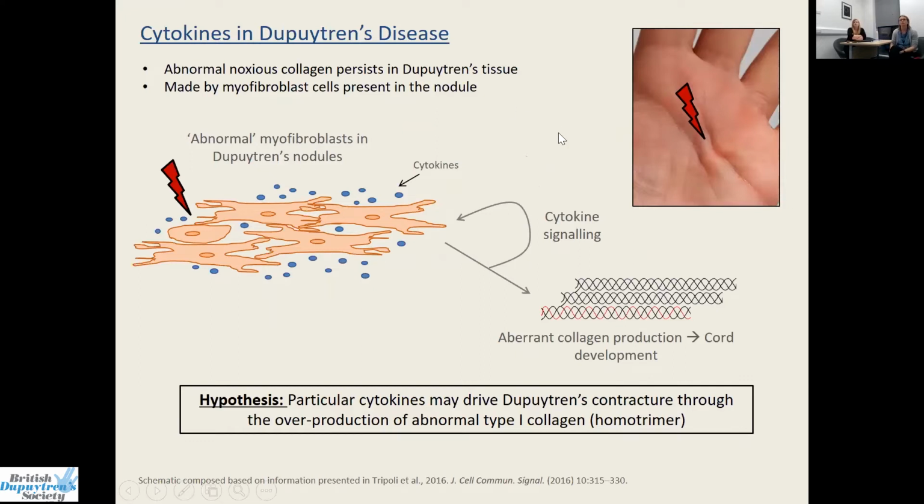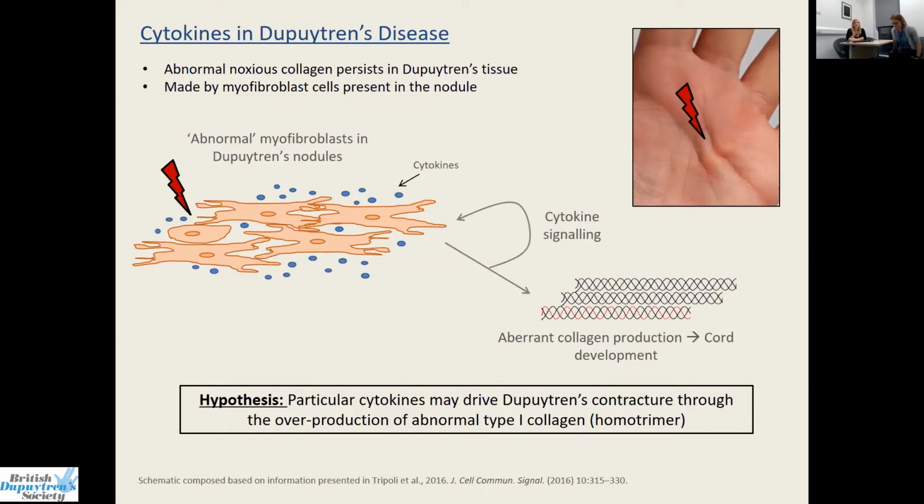As Liz has already mentioned, the abnormal type of collagen is formed and persists within Dupuytren's tissue. This collagen is made by myofibroblast cells that are present within the nodule in patients' hands, in response to stimulation from cytokines. Cytokines are very small proteins that act as messengers between two cells. It's effectively like sending a text message from one cell to another, and this causes the cell to respond in some way. In Dupuytren's, it is to produce this abnormal type of collagen.